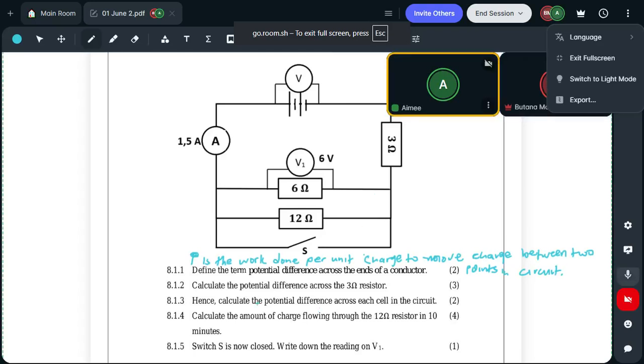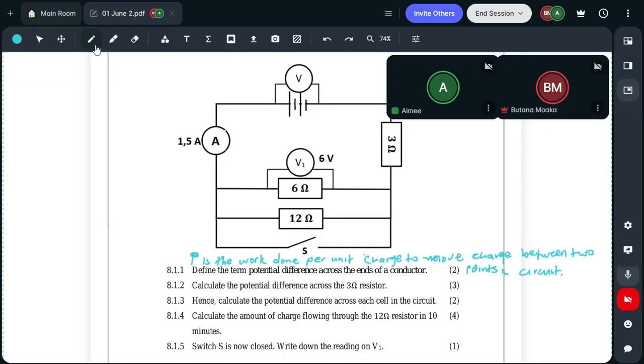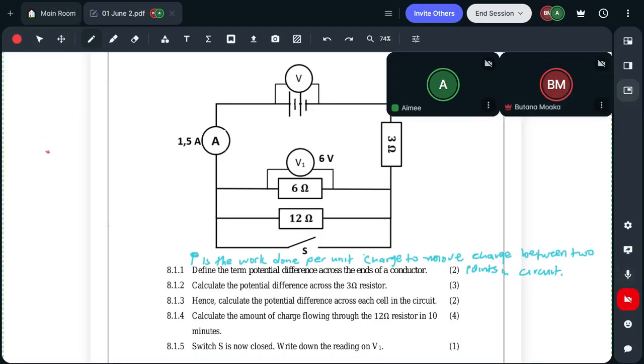Okay, so now the next question on 8.1.2, they say calculate the potential difference across the three resistors. You know this one is going to be an easy one. So one thing I need you to tell me, what will be the current on the three resistor? 1.5. Exactly. Whatever current that we have here is the current that will be read by that 3. So here on the 3 ohm, the current is 1.5.